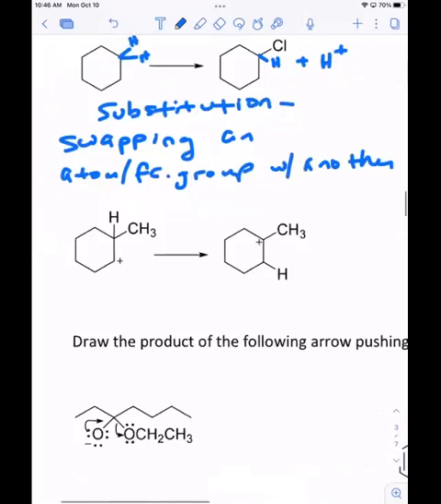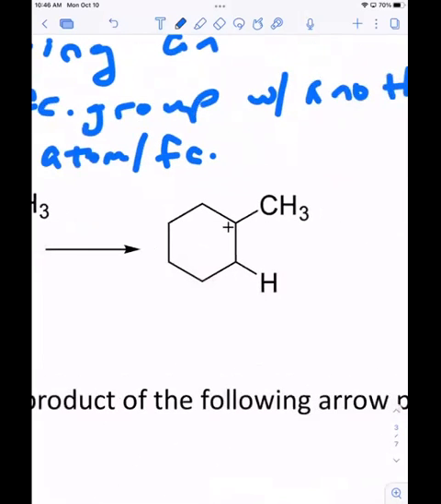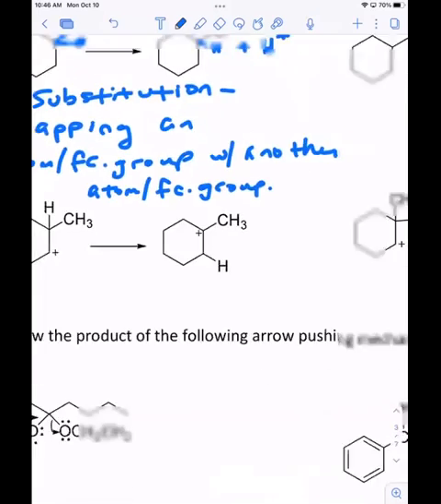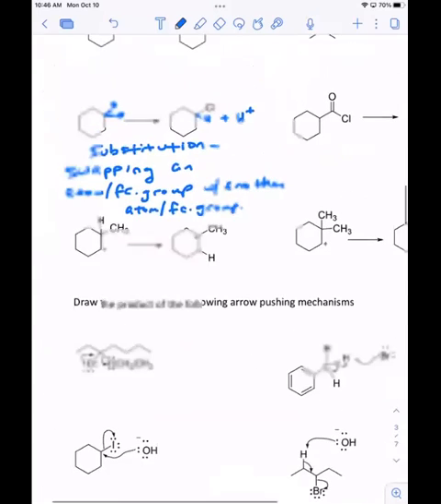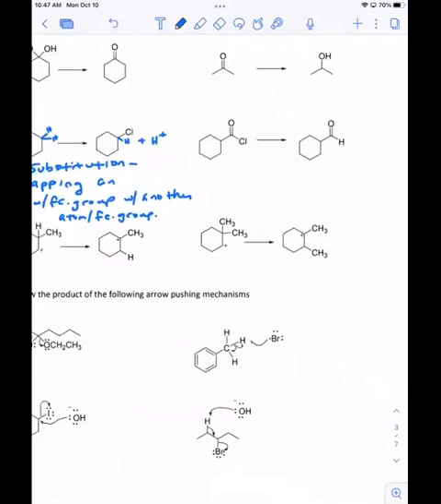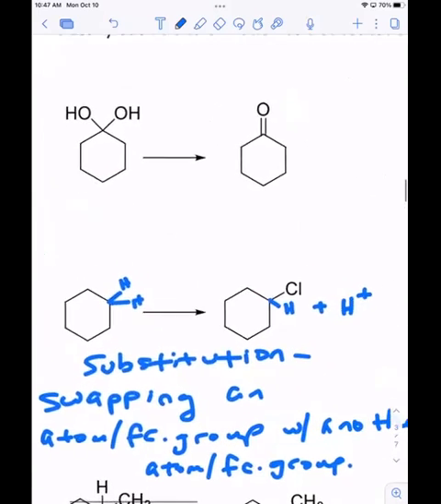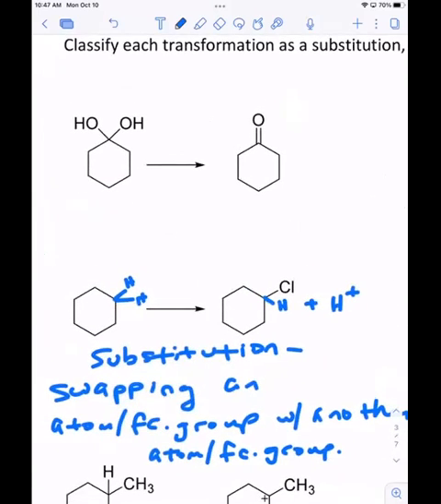Swap out one atom or functional group with another atom or functional group. FG is the abbreviation for functional group. So in this case, I swapped out chlorine for hydrogen. All right. What about here? What changed?